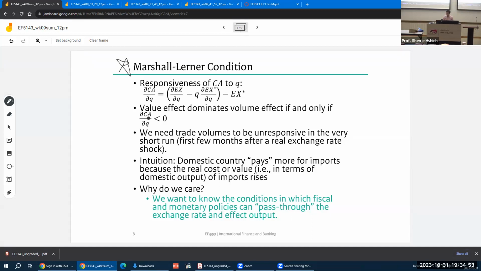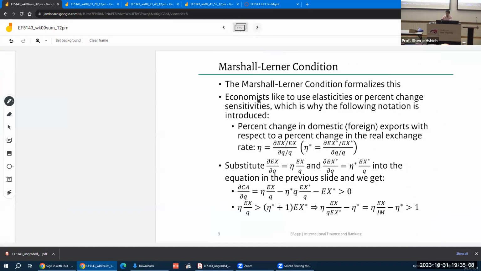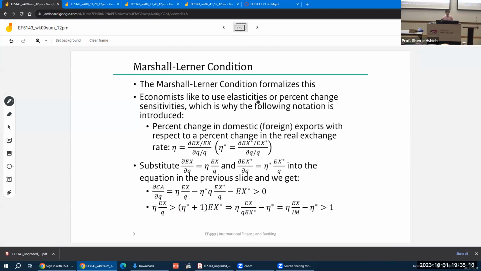right? The volume effect. We care about this condition because we want to know the conditions in which fiscal and monetary policies can pass through the exchange rate and have an impact on output. We've already derived it before, but if I want to give you a more economic intuition for the derivation, that's what I'm going to do right now.